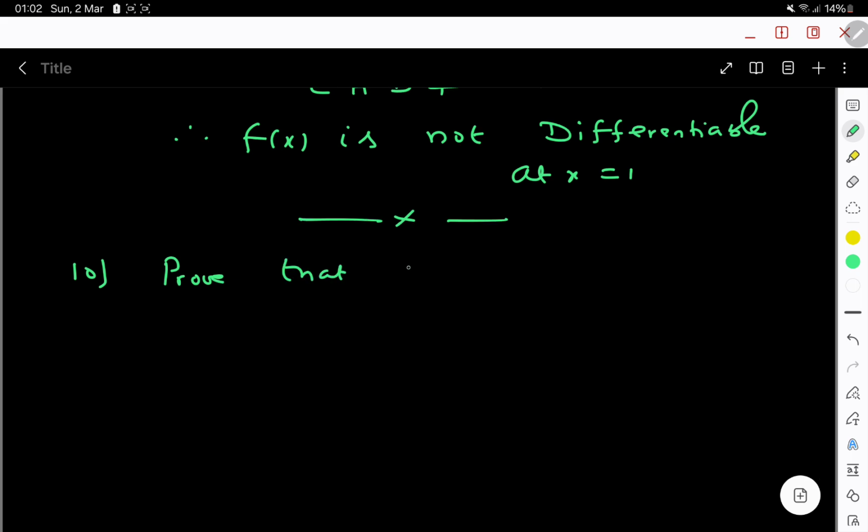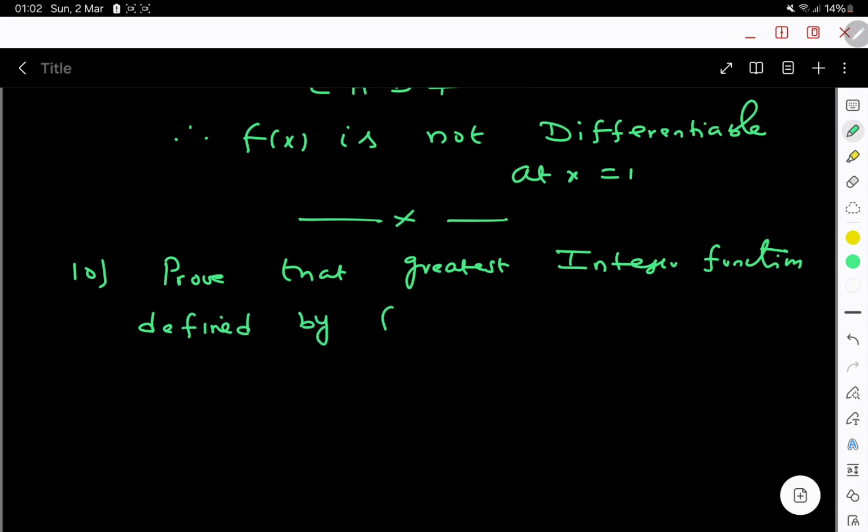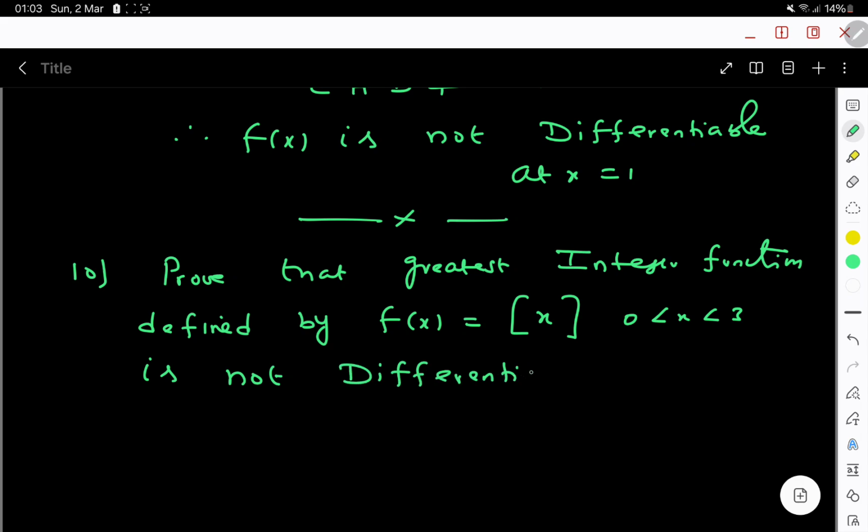Prove that the greatest integer function defined by f of x equal to the greatest integer of x, this is called the greatest integer function of x, where x is greater than 0 and less than 3, is not differentiable at x is equal to 1 and x is equal to 2. Okay, there are two problems here.